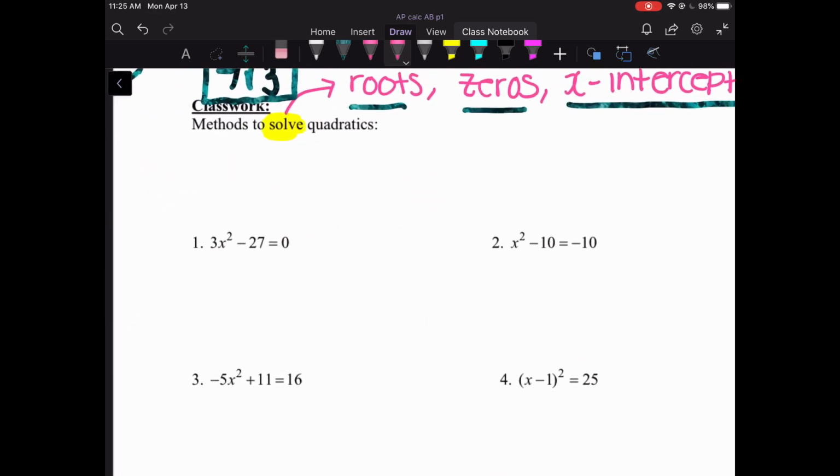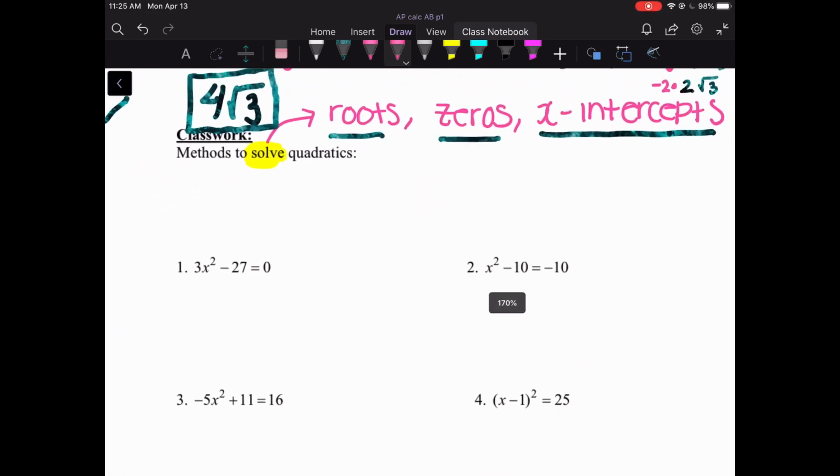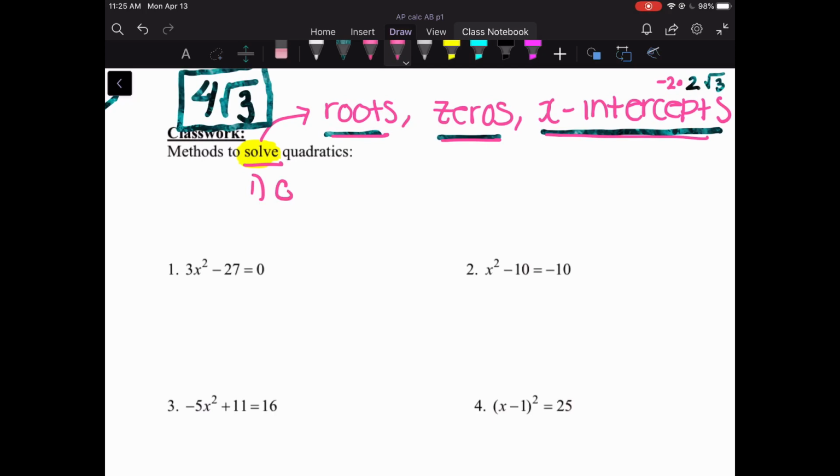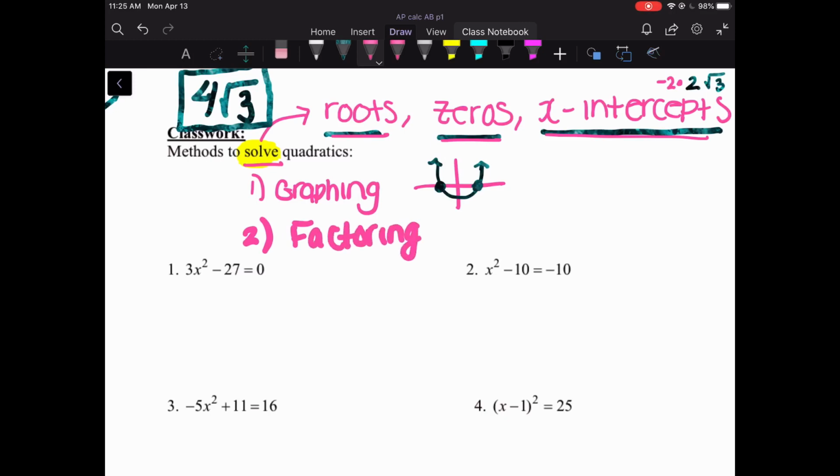So now we're going to learn the method called solving by square roots. Let's write down the methods we've learned so far. We've learned to solve or find roots, zeros, or x-intercepts. They all mean the same thing by graphing. And we looked at where the graph touched the x-axis to get our answers for what x equals. Then we also have by factoring. Or we could say algebraically.